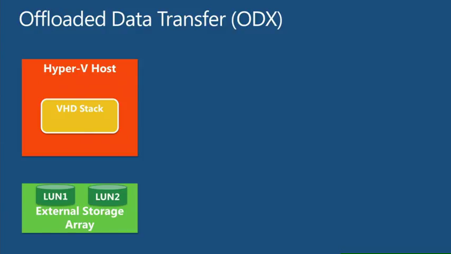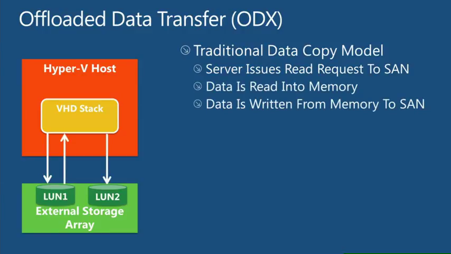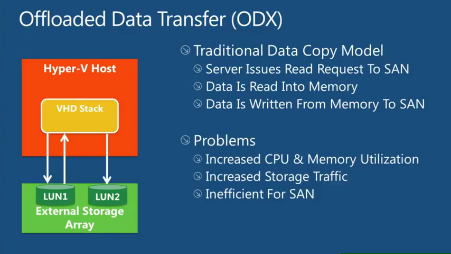Let's talk about the existing storage model, right? The traditional data copy model is where a server issues a read down to the disk. It gets a whole big, huge honking chunk of data back into its memory, and that data is taken and sent back down to the same SAN again. This is really inefficient if you think about it, right?